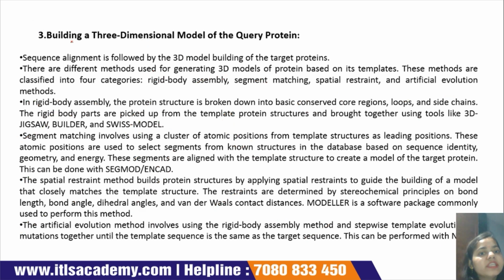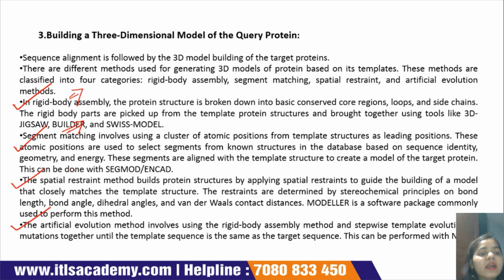For building a 3D model of a query protein, we use four methods. First is the rigid body method, then segment matching, spatial restraint, and artificial evolution. In rigid body assembly, we break down the template protein to design a 3D model of the query sequence. In segment matching, we use a cluster of atomic positions to build up the protein structure.